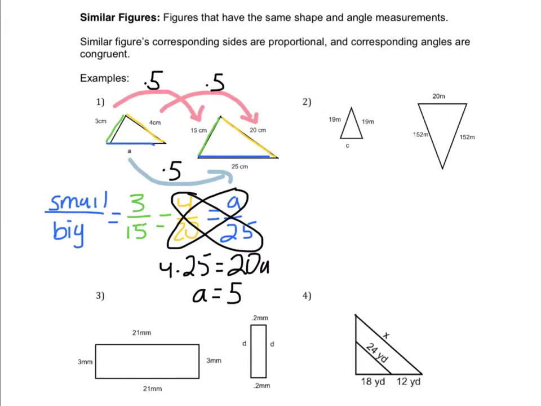Notice that in our key we had small over big. Each of our numbers in the numerators, or the top of the ratios, are from our measurements in our small triangle, and each of the measurements in the bottom are measurements in our larger triangle.